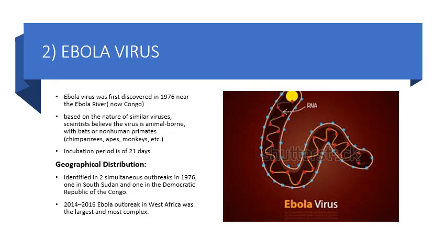Second is Ebola virus. Ebola virus was first discovered in 1976 near the Ebola River. It is based on the nature of similar viruses. Scientists believe the virus is animal-borne, with bats or non-human primates. The incubation period of Ebola virus is 21 days. It was first identified in two simultaneous outbreaks in 1976, one in South Sudan and one in the Democratic Republic of the Congo. The 2014 to 2016 Ebola outbreak in West Africa was the largest and most complex.